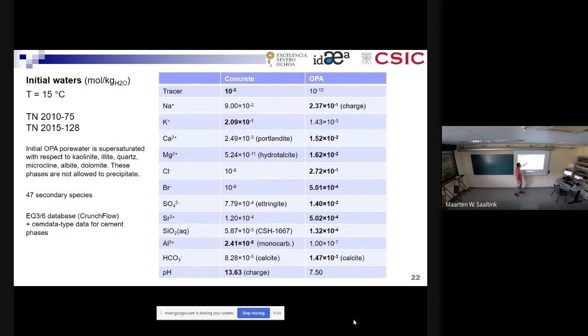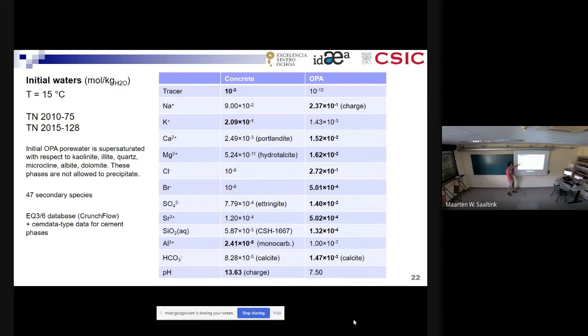The composition at equilibrium with portlandite and CSH. Importantly, very high pH, a feature of cement. Basically, due initially to a very high potassium concentration. So you have a very large difference in pH between the concrete pore water and the Opalinus Clay pore water. Also, the initial Opalinus Clay pore water is supersaturated with respect to several of the minerals.